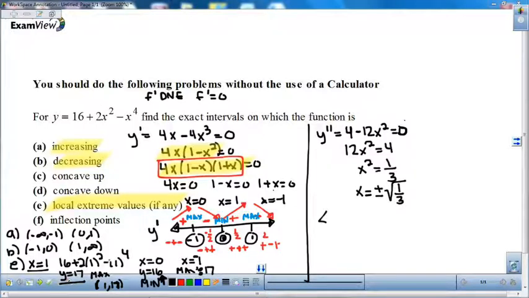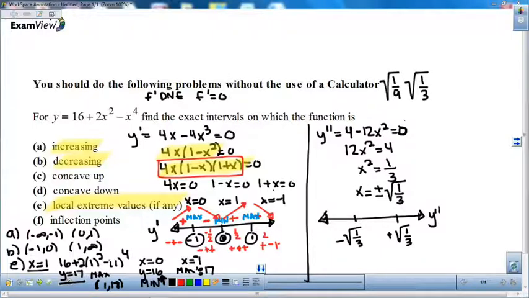Okay, so those are possible points of inflection. I need to check the sign of my second derivative to see if they're actually points of inflection. Since we're doing this without a calculator, and we don't know what 1 over the square root of 3 is, you kind of have to go back and say, the square root of 1/3 is between the square root of 1/9 and the square root of 1/4. That's 1/3 and 1/2. So the square root of 1/3 is between 1/3 and 1/2. That just gives you an idea of where you're at.